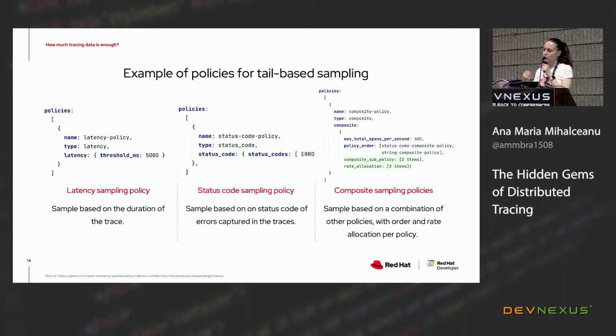And maybe one of the most powerful things with OpenTelemetry is that you can have composite policies. These composite sampling policies are very nice because you can combine them with the latency sampling and the status code, and you can do that for each of your services. You can also configure the max total spans per second and many, many more. And you can also set the order of your policies, how they should be considered when sampling.